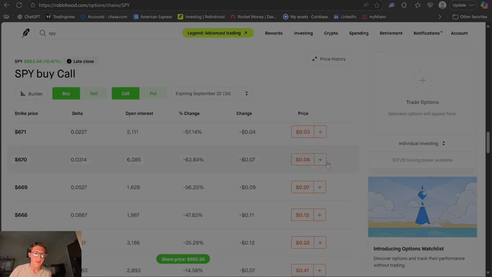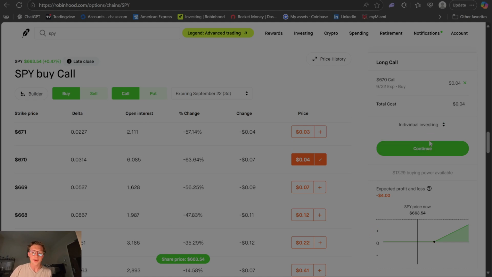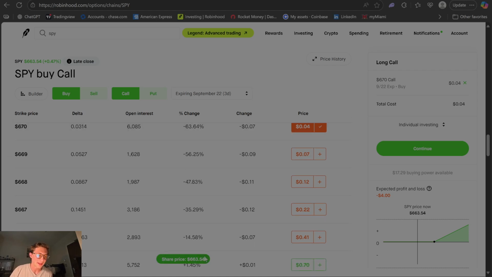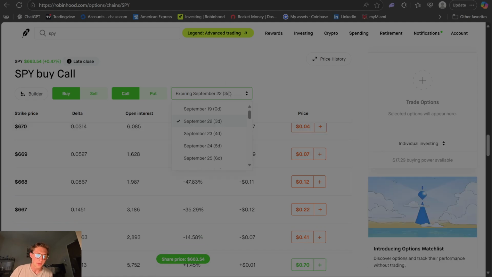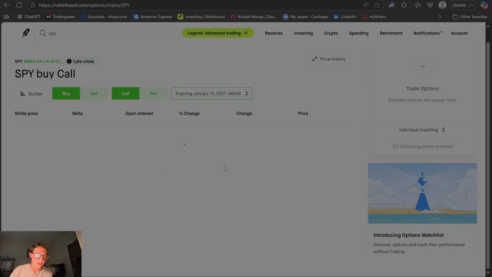I need the stock to move, say, to 670, right? This is only going to cost me $4 because it doesn't make sense to buy something that needs to move so far in only a 3-day span. Nobody wants to buy it. There's no bid, because it doesn't make sense to take on the risk for SPY needing to go up $7. However, if we go out to say January 27.